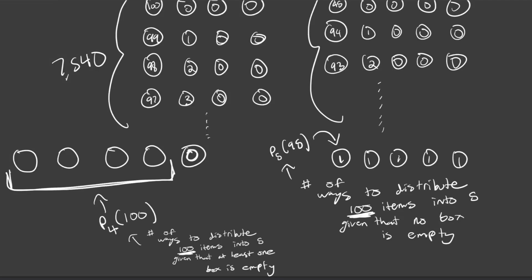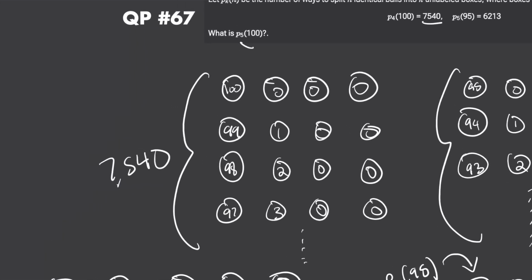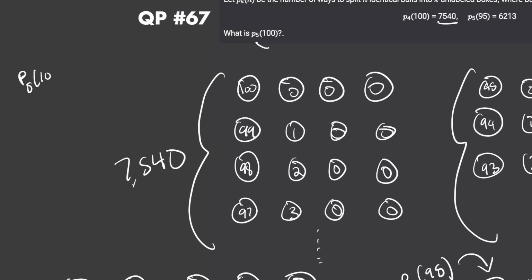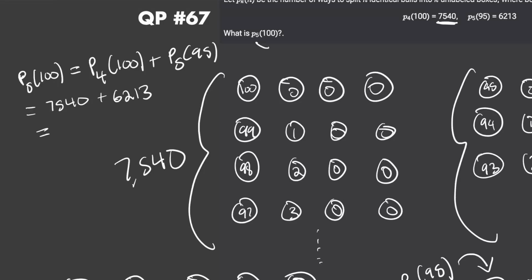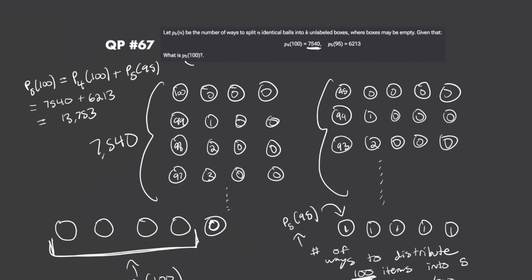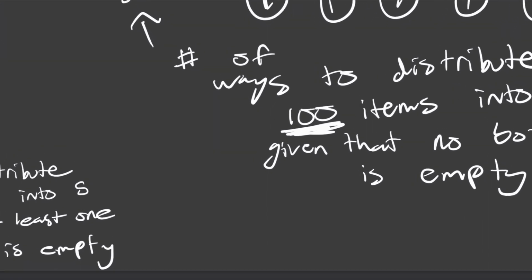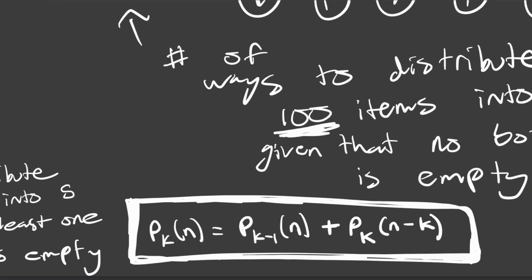So if we come back up here, the answer to our question, p sub 5 of 100, is going to be equal to the two terms added together that we were given, p sub 4 of 100 plus p sub 5 of 95. So when we just plug in the values we were given, 7540 and 6213, we're just going to get 13753. So this is the cool relation behind integer partitions, right? And can we generalize it? It turns out we can, and the formula for that, I'll just write it down here. So this is going to be the formula that describes this relation.